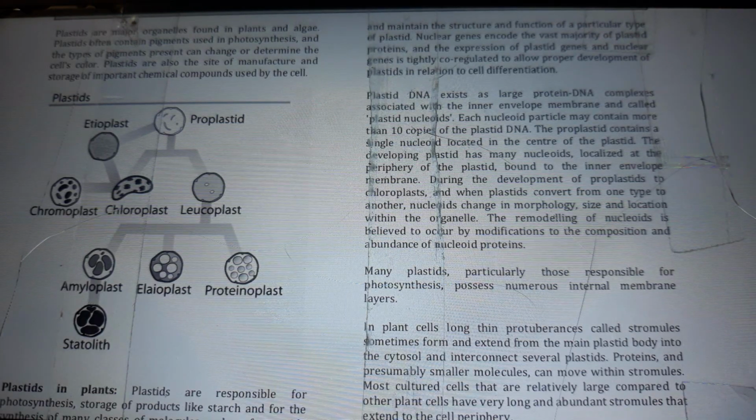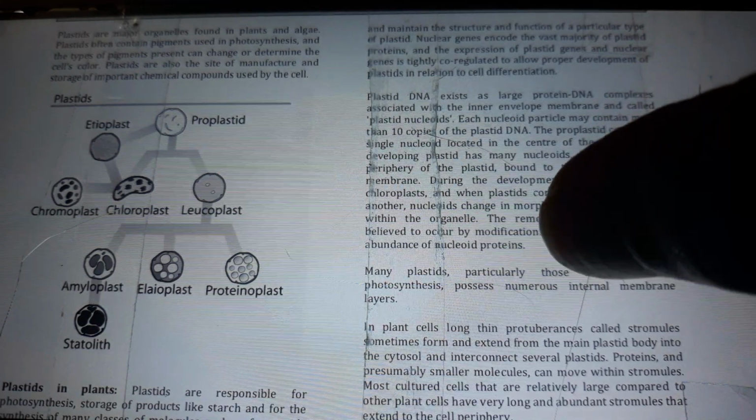The proplastid contains a single nucleoid located in the center of the plastid. The developing plastid has many nucleoids localized at the periphery of the plastid, bound to the inner envelope membrane. During the development of proplastids to chloroplasts, and when plastids convert from one type to another, nucleoids change in morphology, size, and location within the organelle. The remodeling of nucleoids is believed to occur by modifications to the composition and abundance of nucleoid proteins.